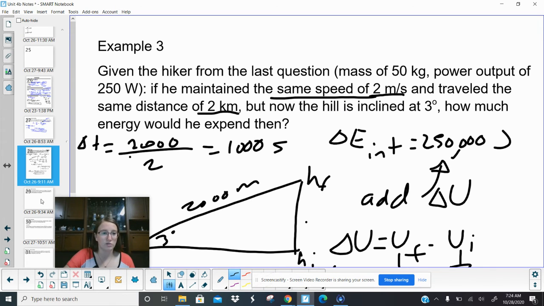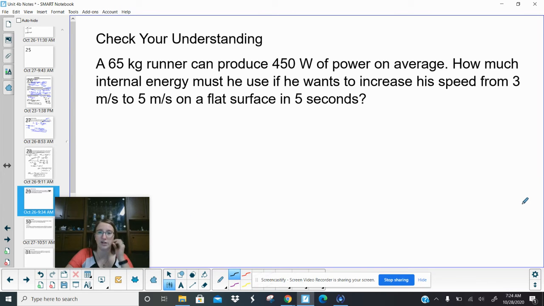So in this next question, we'll go ahead and we'll read this, and then I'll give you guys a chance to try it. A 65 kilogram runner can produce 450 watts of power on average. How much internal energy must he use if he wants to increase his speed from 3 meters per second to 5 meters per second on a flat surface?